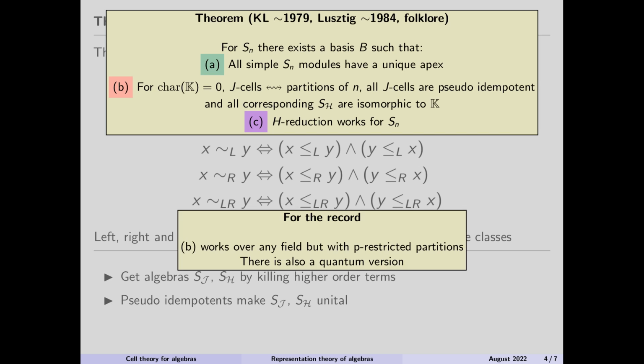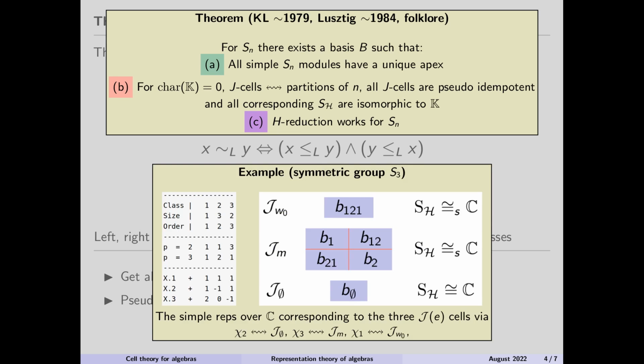And just for the record, to come back to your question, you can make this work over any field. You get p-restricted partitions, whatever. Okay, let me do the example for you, just to match it with my character table. Magma tells me there are 3 representations in characteristic 0 over the complex numbers, and I give 3 partitions, which is exactly what I want. And I get this really good, beautiful correspondence between exactly what I wrote down there, between the partitions and the simple representations. Works for any symmetric group.